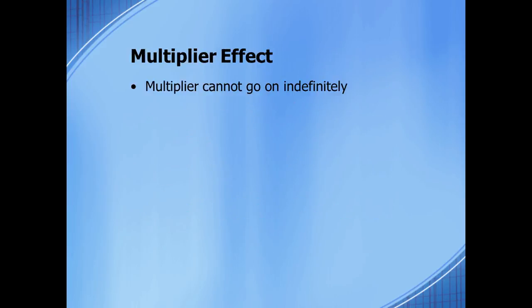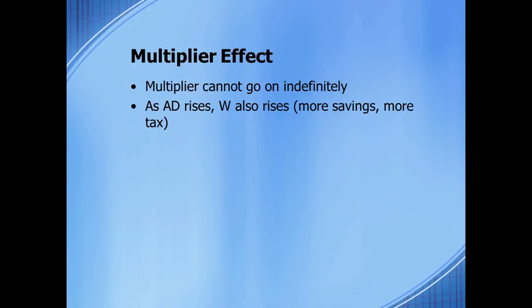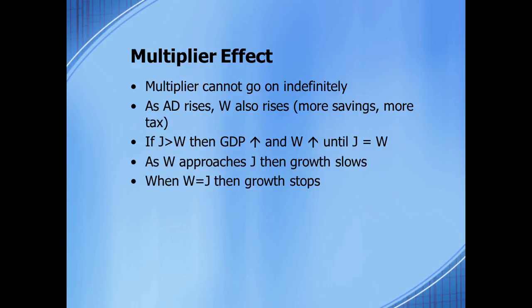With the multiplier effect, the multiplier can't go on indefinitely. So as the aggregate demand rises, so withdrawals also rise. More savings, more tax, more imports. And we get to the stage where the injections become greater than withdrawals and the GDP goes up, and the withdrawals go up until the injections equal withdrawals. So as the withdrawals approach the injection, then growth slows. And when the withdrawals equal the injection, then growth actually stops.